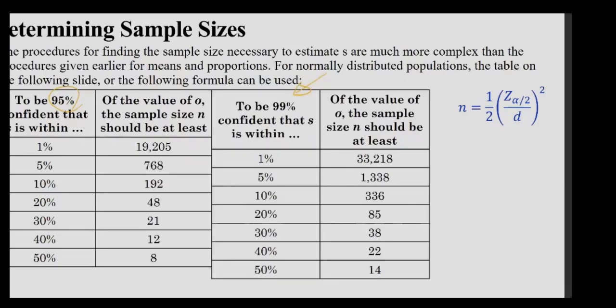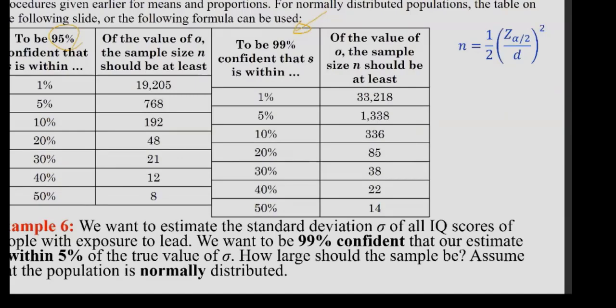Having said that, let's look at a simple example to see how we read this. We want to estimate the standard deviation sigma of all IQ scores of people with exposure to lead. We want to be 99% confident that our estimate is within 5% of the true value of sigma. How large should the sample be? Assume that the population is normally distributed. It is normally distributed, so far so good. So we want to be 99% confident. So when you look at the two tables, right then and there, you have to go to the 99%. So not the first table, the second one.